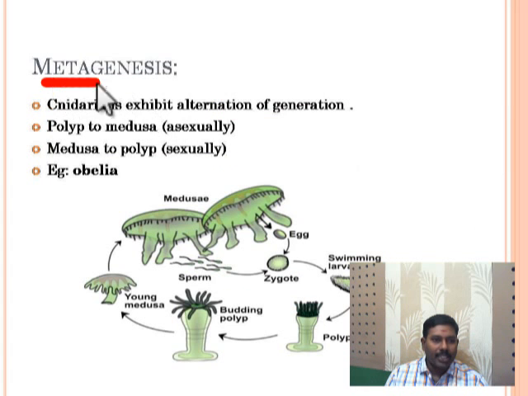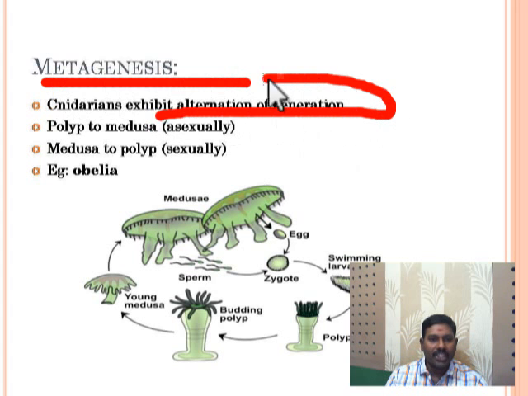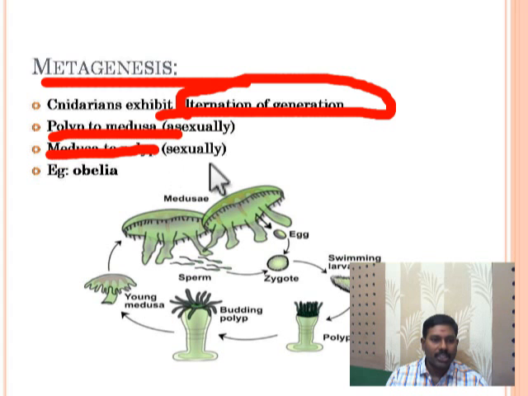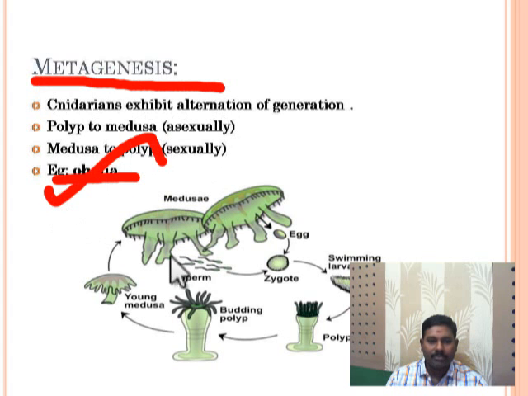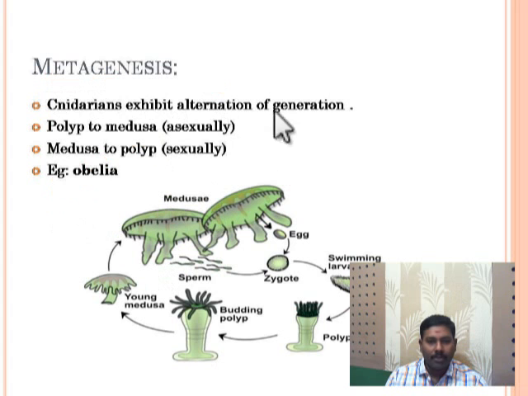Now we will see about metagenesis. This is nothing but alternation of generation between the polyp structure as well as the medusa. Here polyp will transform into medusa by means of asexual reproduction, and medusa to polyp by sexual reproduction. An example for this is Obelia. In which organism will metagenesis happen? Obelia. This is very important.